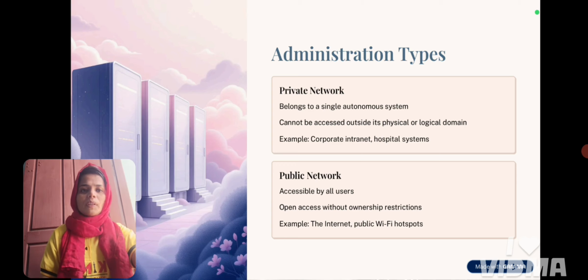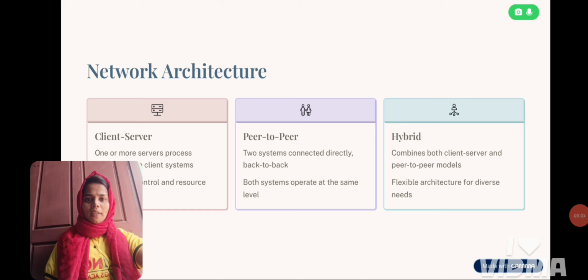So, in conclusion, in administration types there are two types of network: private and public. And the next classification is network architecture. Network architecture is split into three types.